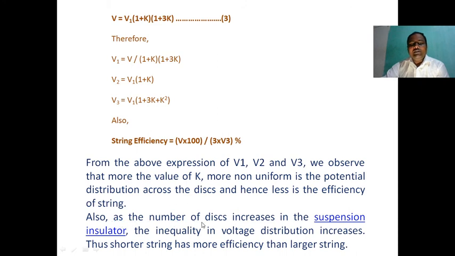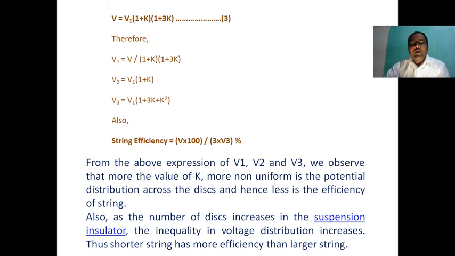Also, as the number of discs increases in the suspension insulator, the inequality in voltage distribution increases. Thus, a shorter string has more efficiency than a larger string. If the number of discs is less, definitely the string efficiency is more. If the number of insulators is high, definitely the string efficiency is low. String efficiency always depends upon the value of K. If you decrease the value of K, definitely the string efficiency increases. How to increase the string efficiency, we will discuss later. That is a very important phenomenon.